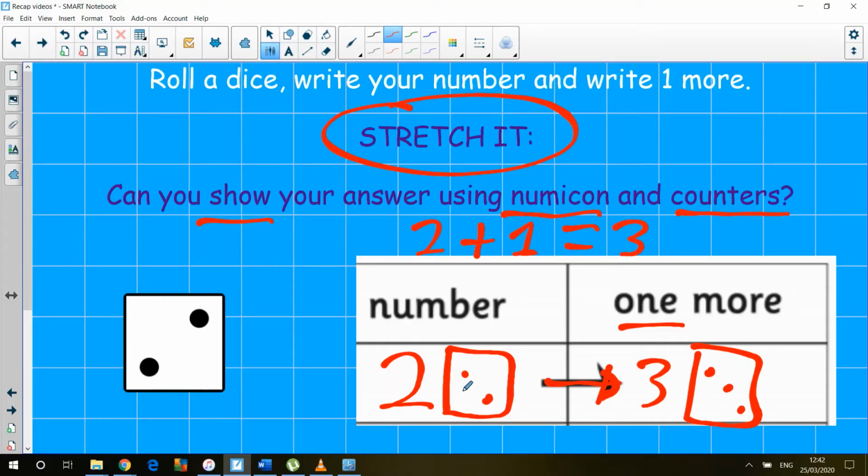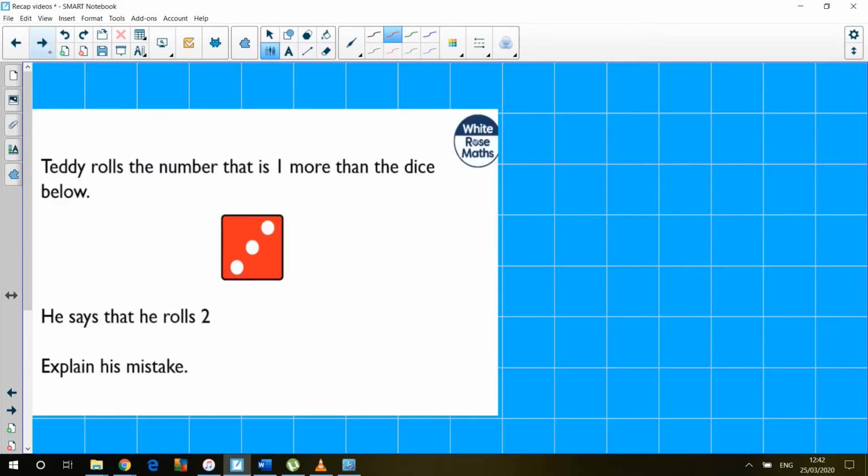Fantastic. Welcome back. So, an extra challenge we might want to do is this one. It says, Teddy rolls the number that is 1 more than the dice below. He says he rolls 2. Explain his mistake. So first, let's look at the challenge. We know Teddy is wrong. He's got it wrong. He rolls a number that is one more than the dice below.